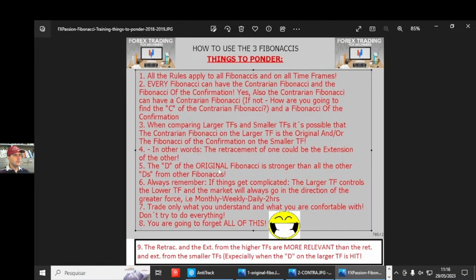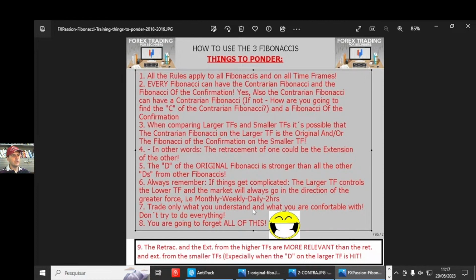The capital D of the original Fibonacci is stronger than all the other Ds from other Fibonaccis. Should you go long or short on the daily? Always remember, if things get complicated, the larger time frame controls the lower time frame, and the market will always go in the direction of the greatest force. Monthly, weekly, daily, 2 hours. Should you buy or should you sell the daily?